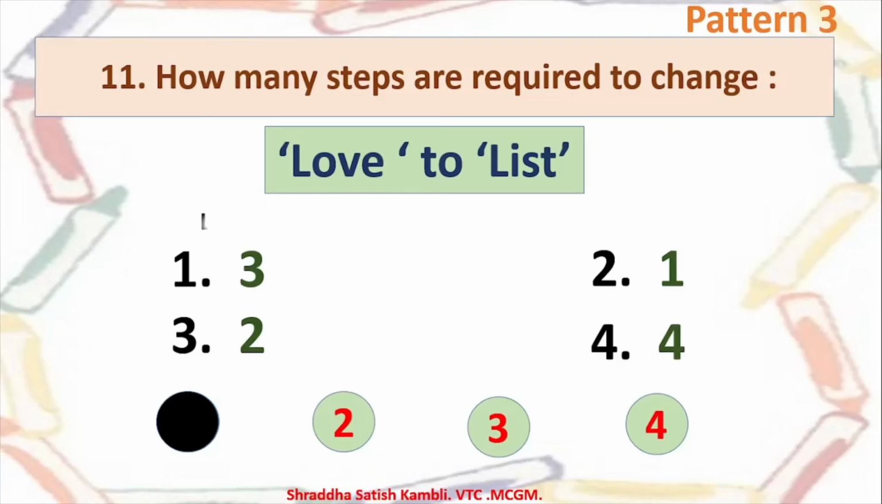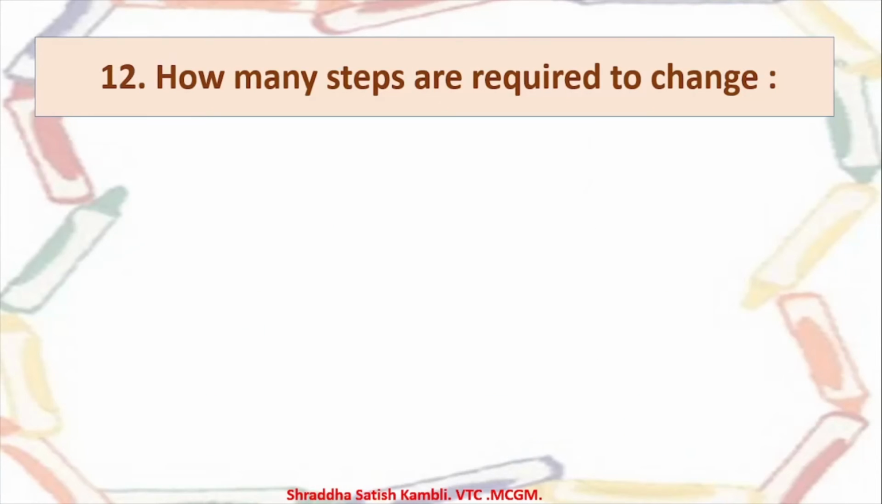So see, you have the word love. So in the first step, you make it L-O-S-E, lose. Second step, you make it L-O-S-T, lost. And in the third step, you make it L-I-S-T, list. So you took 3 steps to change love to list. Interesting? Let's move to the other example, the next example in this pattern.